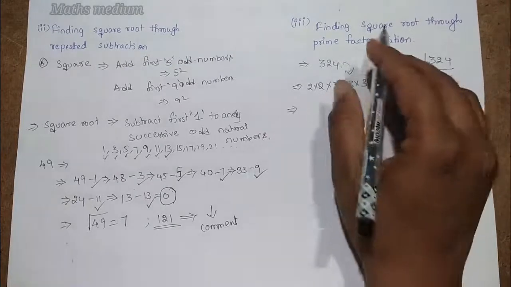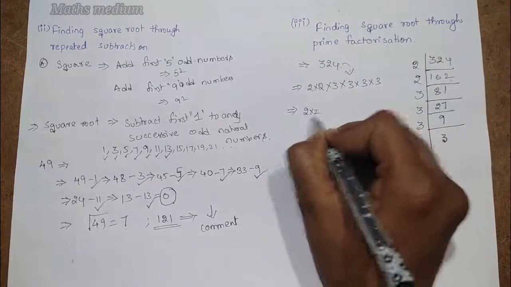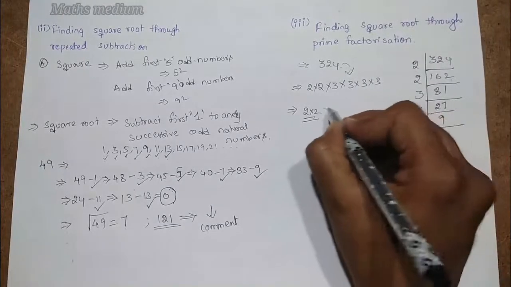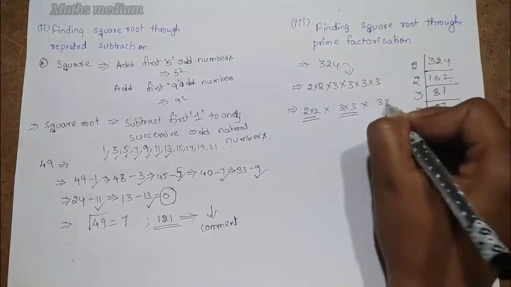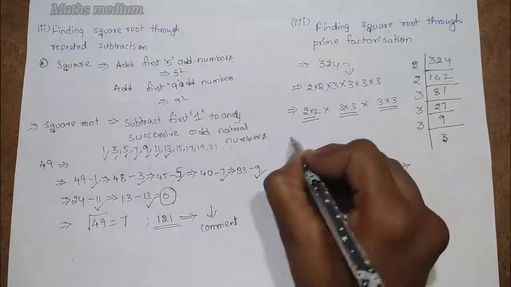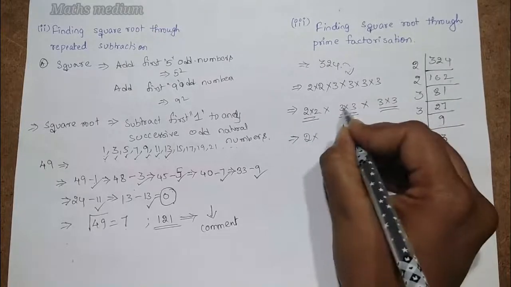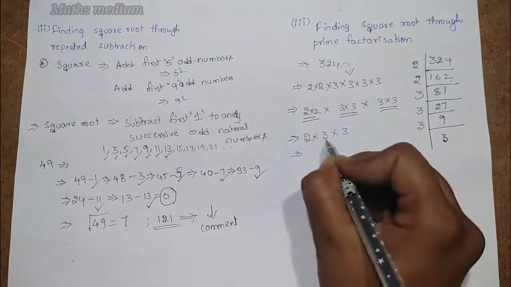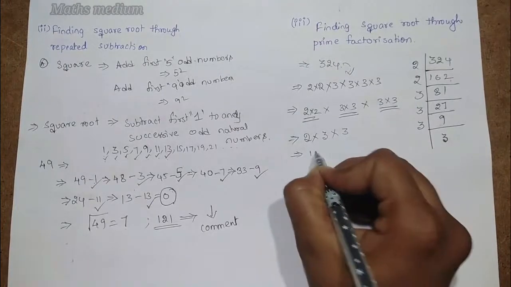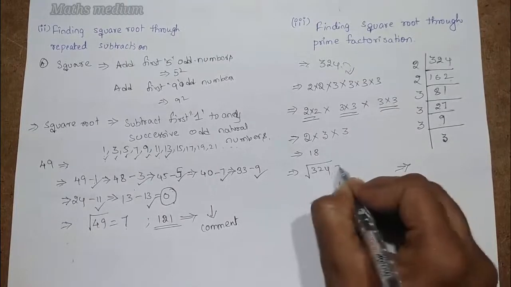Now how to find the square root of the given number is to make pairs of the same number. This is one pair, this is another pair, and this is another pair. Now take one number from each pair. So this is 2 into 3, from this again 3. Now 2 3s are 6, 6 3s are 18. So root 324 is equal to 18.